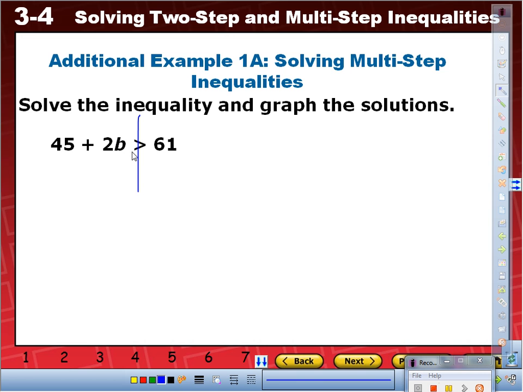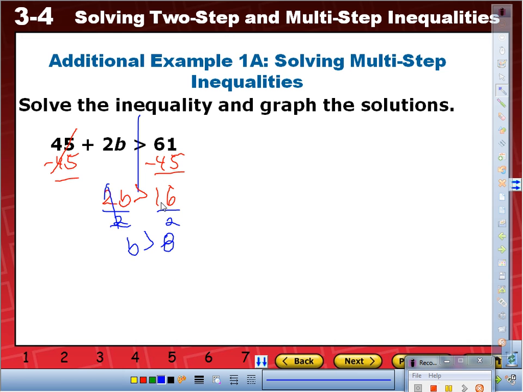So check this out. Can I simplify anything on this side? No. This side, no. Can I isolate the variable? Yes. I need to leave this by itself. What's here? The 45. How can I cancel that 45? Minus 45 on each side. Do that step together, please. We're left with 2b greater than 61 minus 45. That's 16. My last step, the 2 is multiplying, so therefore I divide by 2. Divide by 2. We're left with 1 times b, which is b, greater than 16 divided by 2, that is 8.